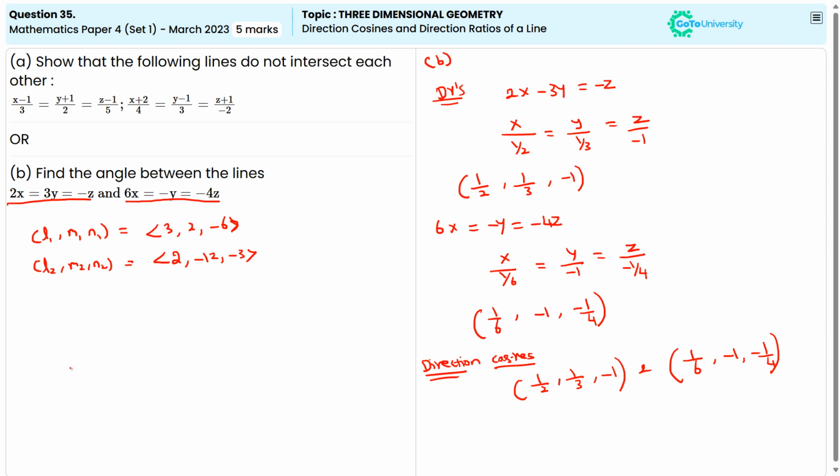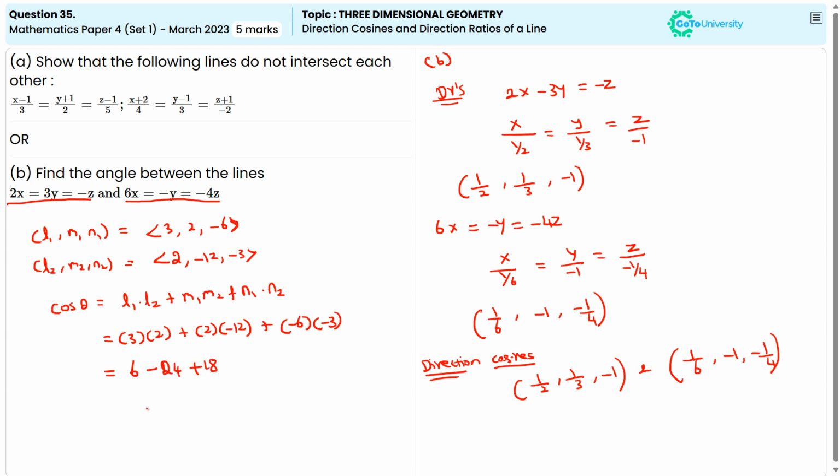Now we are going to find the cos theta, which is equal to L1 into L2 plus M1 into M2 plus N1 into N2. So if we multiply this, we get 3 times 2 plus 2 times minus 12 plus minus 6 times minus 3. So 3 twos are 6, minus 2 twelves are 24, so plus 18. If we add this, we get 0. So we have cos theta equal to cos 90 degrees. So the angle theta is nothing but 90 degrees.